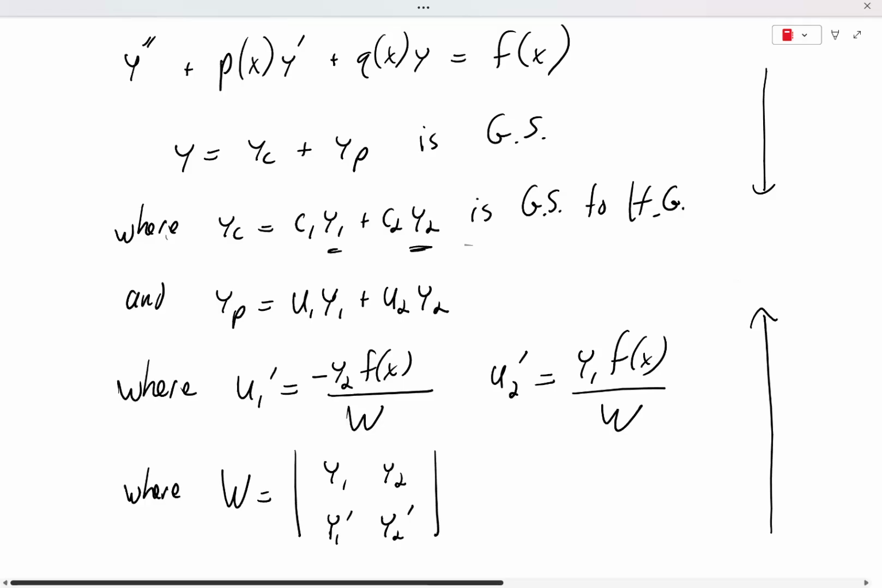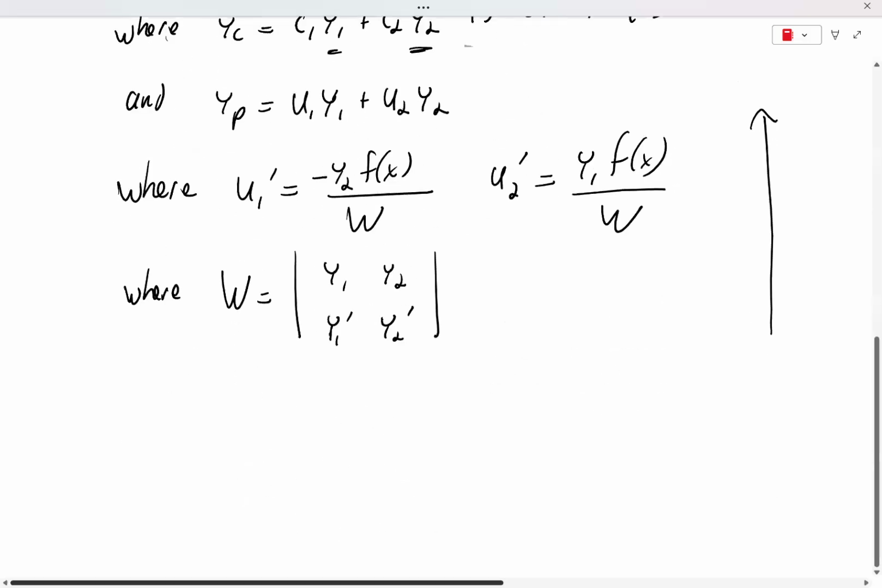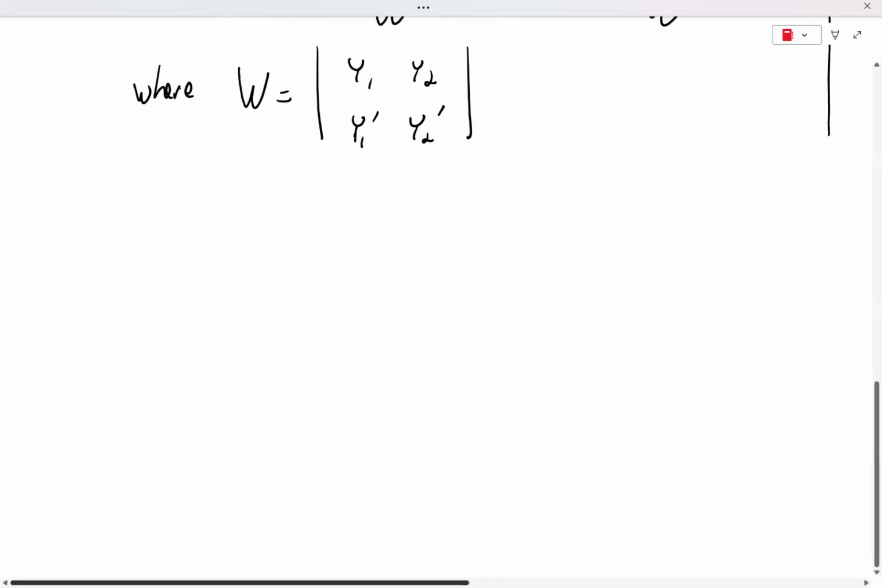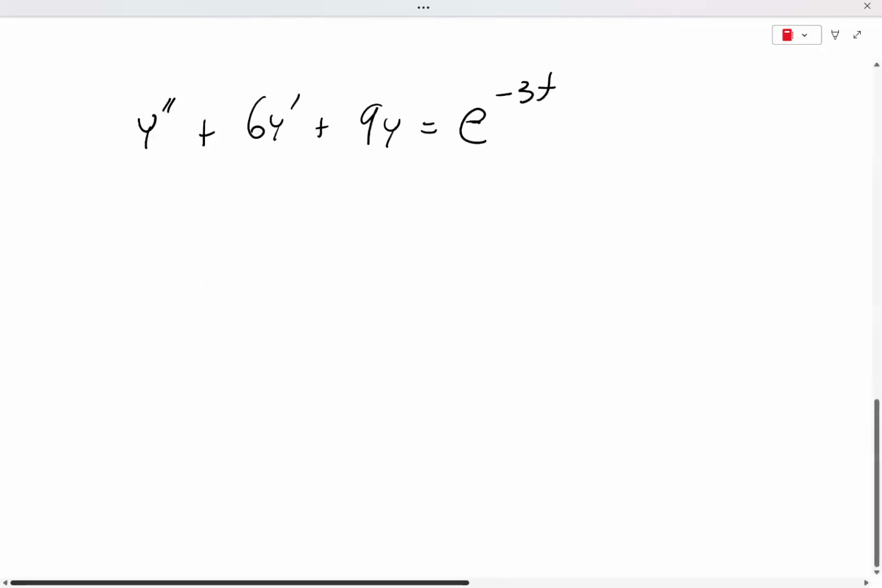Okay. All right, so let's look at another example like we did last time. Let's say we want to find a general solution here. Let's say we have y double prime plus 6y prime plus 9y equals e to the negative 3t. You want to find a general solution here. Okay, so basically it looks like this.